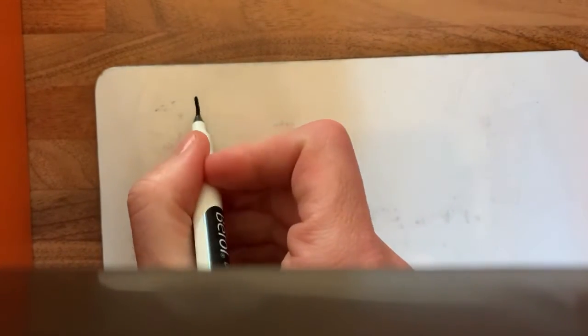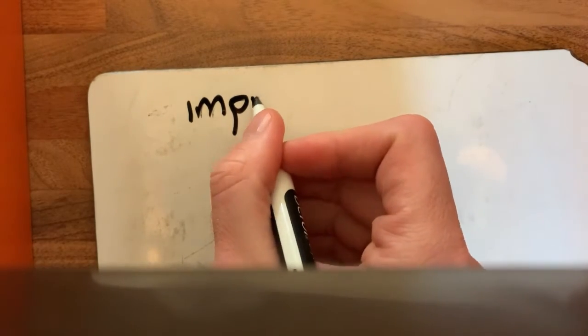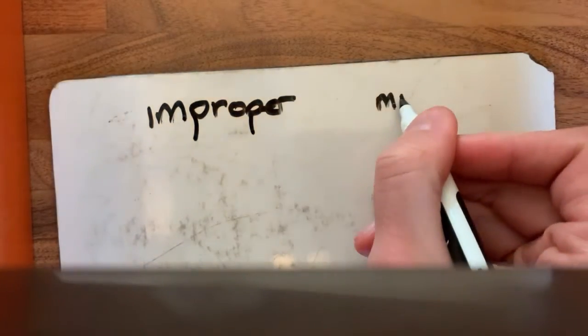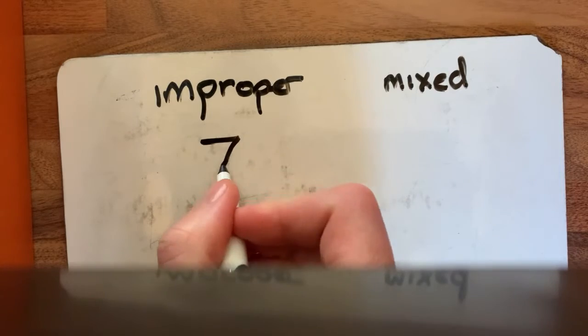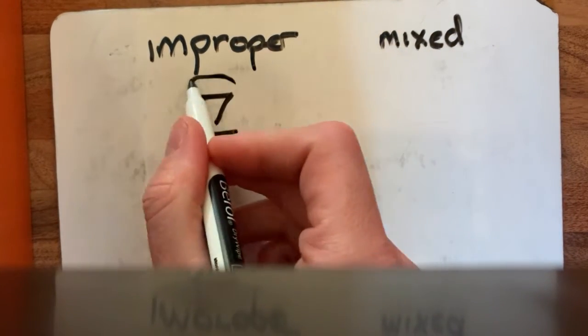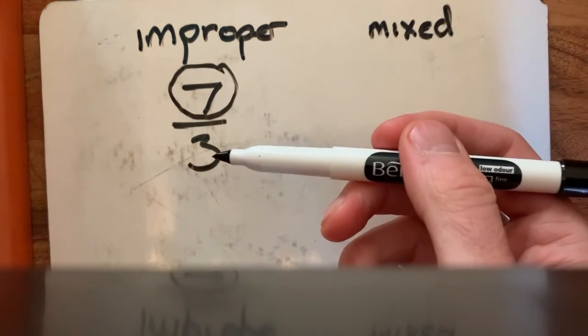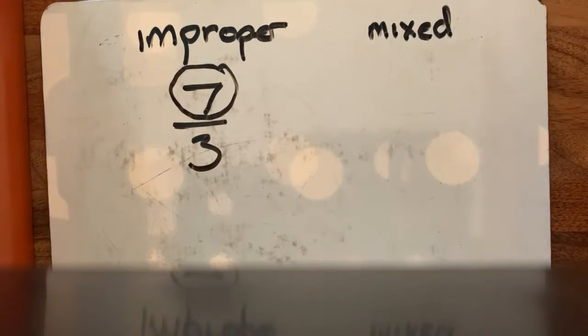So let's get straight into it and look at the difference first of all, between an improper fraction and a mixed number. An improper fraction is a fraction where the numerator is top heavy. We say it's top heavy because it's more than the denominator, which tells us we've got more than the whole.